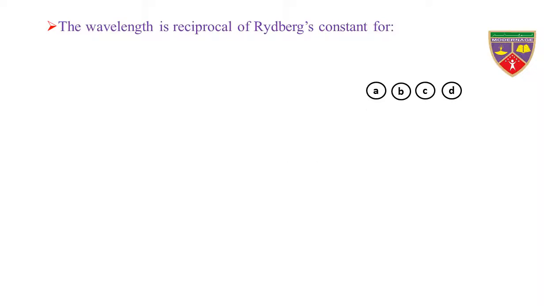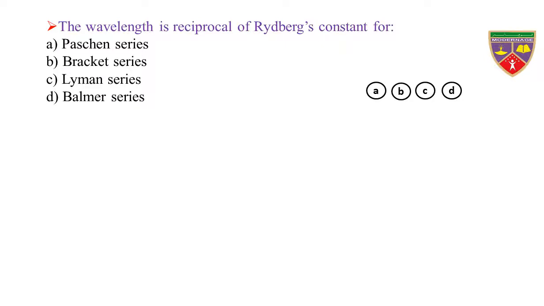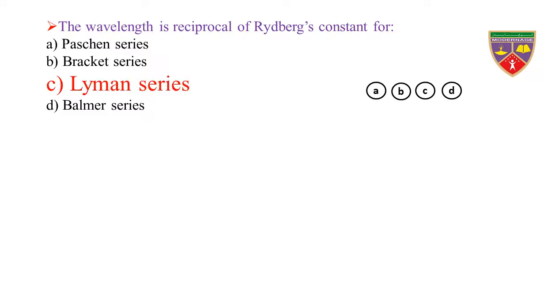The wavelength is reciprocal of Rydberg's constant for option A, Paschen series, option B, Brackett series, option C, Lyman series, option D, Balmer series. The key is Lyman series. Therefore, the correct option is C.